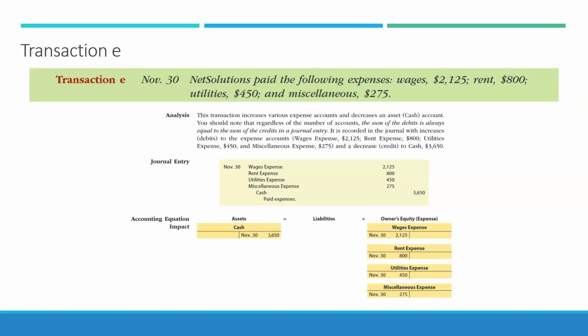We paid the following expenses. What happened to cash? It went down. And when cash goes down, we credit it, right? So we're going to put that on the right side of the equation.